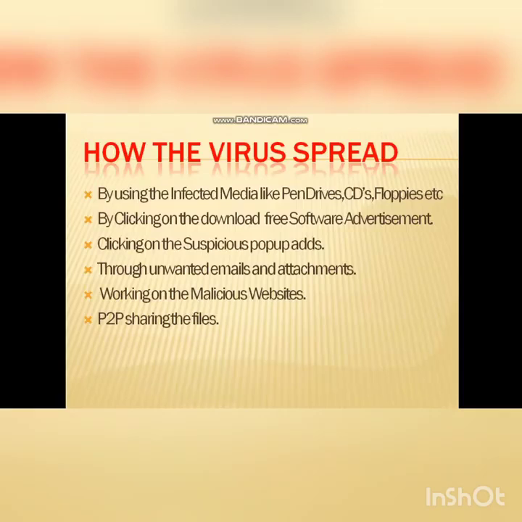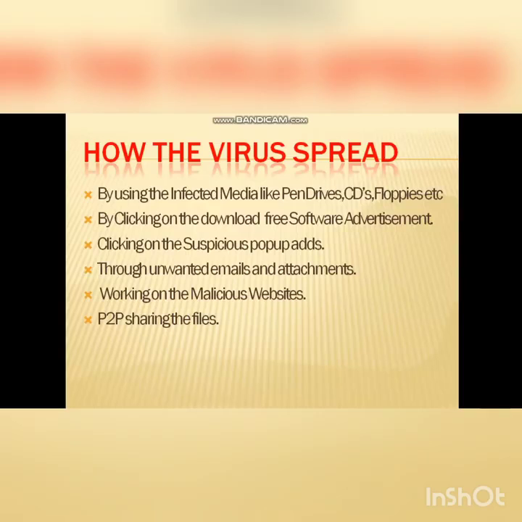Here are some of the ways through which a virus can easily spread within our system. First, by using infected media like pen drives, CDs, floppies and disks etc. If a user uses infected media like pen drives, CDs, floppy disks from one computer to another computer, from one device to another device, it is the best source through which the virus gets spread in our computer system. The second one is by clicking on a download free software advertisement.